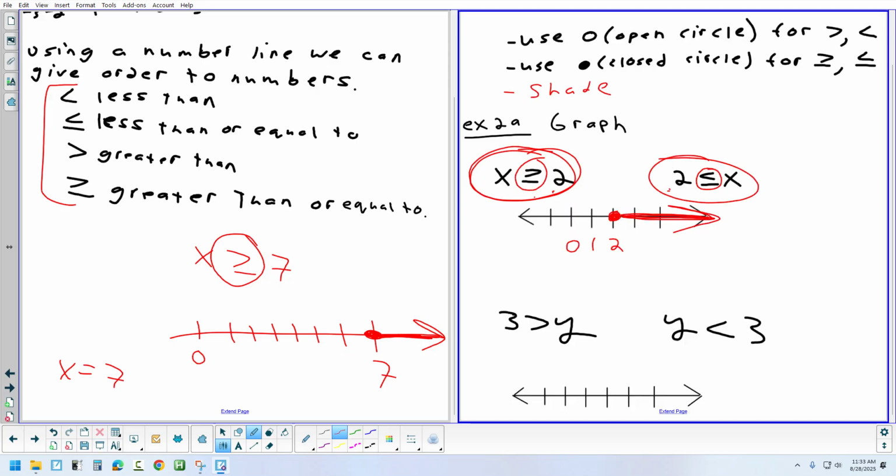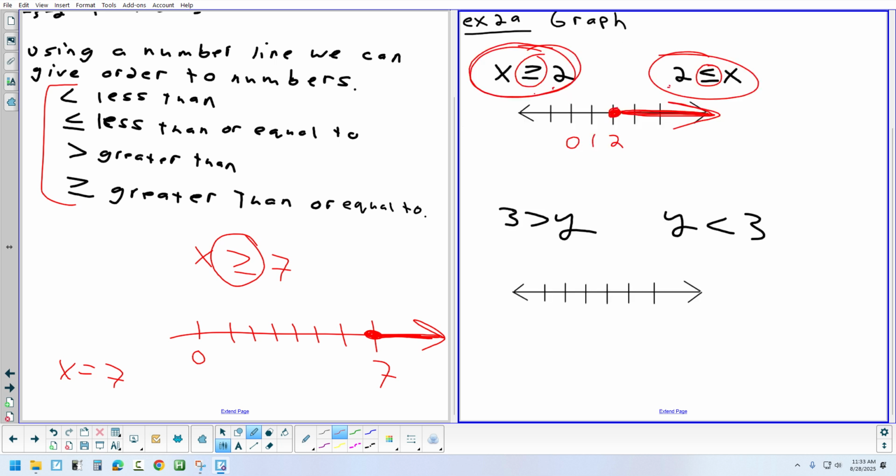How about this one? Are those the same thing? Let's start with that. Yeah, they're the same thing. But again, I prefer the one that we said earlier with the variable first, because then it tells you which way to shade.